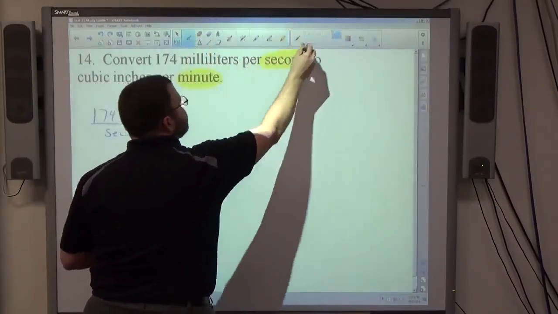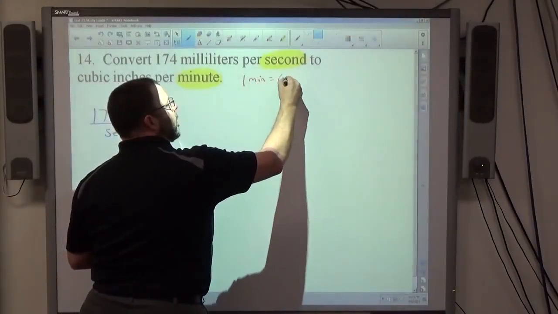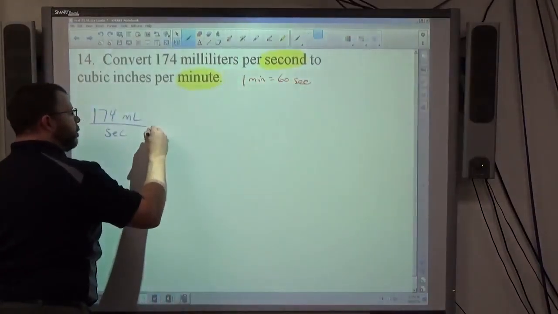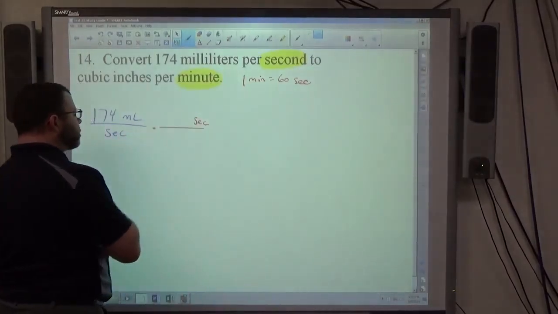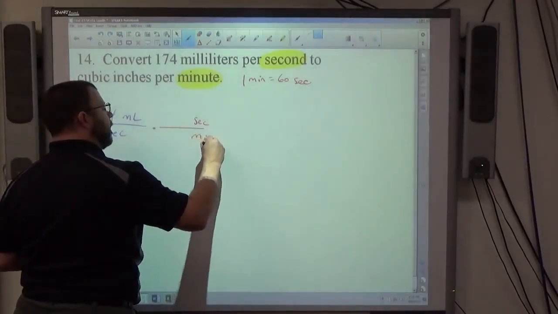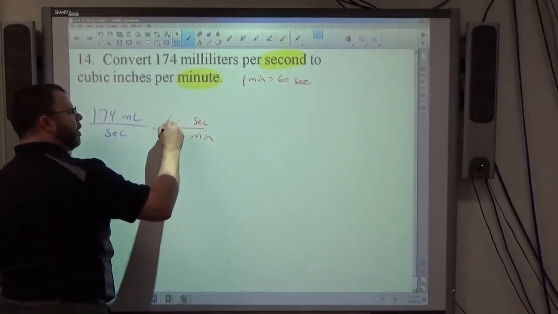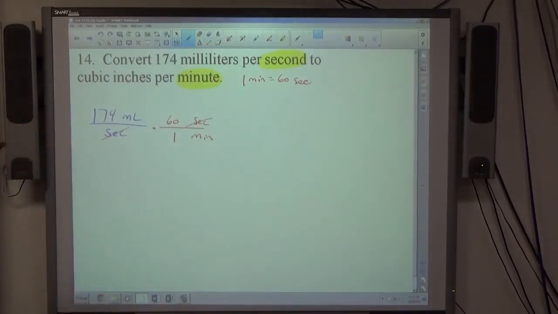So I know that 1 minute is equal to 60 seconds. And if I look at the positioning of units, seconds is currently in the denominator. So I put seconds up in the numerator. I'm going to put minutes in the denominator. And one of these is equal to 60 of those. Second cancels second. And now I'm left with milliliters per minute.